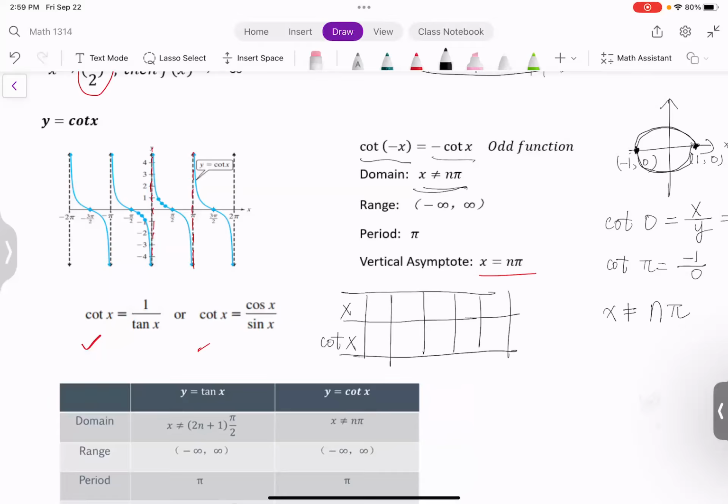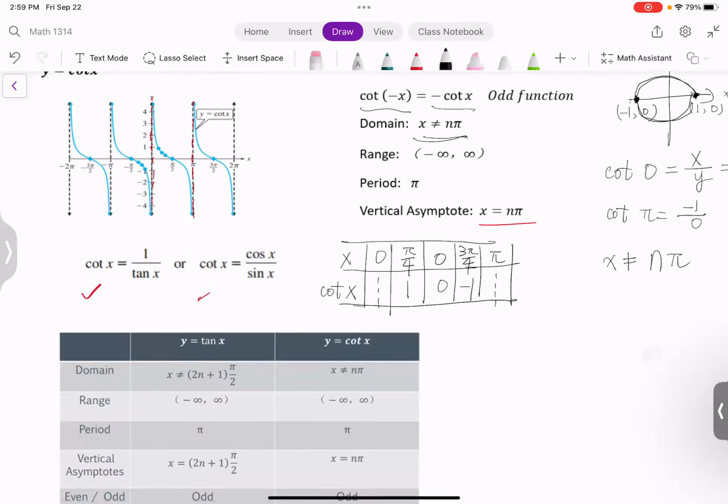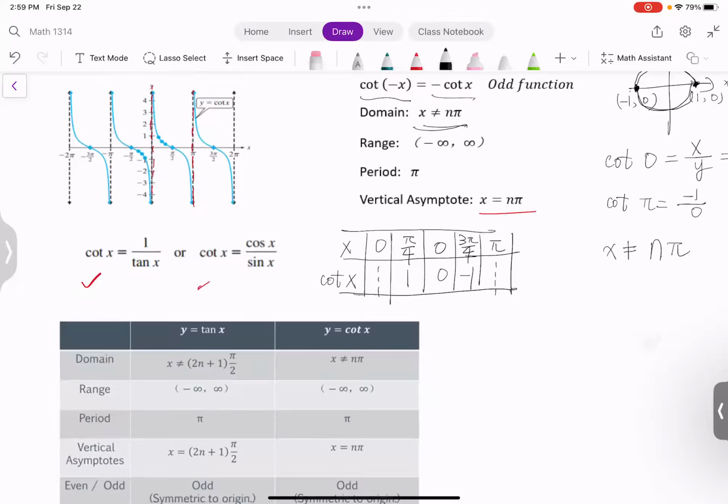The beginning and the end point are vertical asymptotes. They are 0 and, oh sorry, pi. I can use vertical dashed lines to represent the vertical asymptotes. And the 3 new key points between them are pi over 4, pi over 2, 3 pi over 4, and the cotangent values are 1, 0, -1. So remember these 3 key points and the 2 vertical asymptotes.